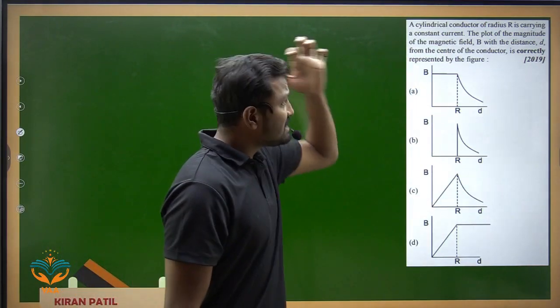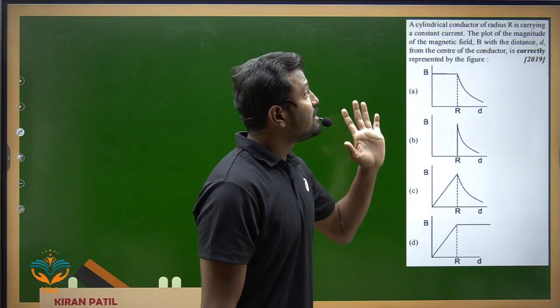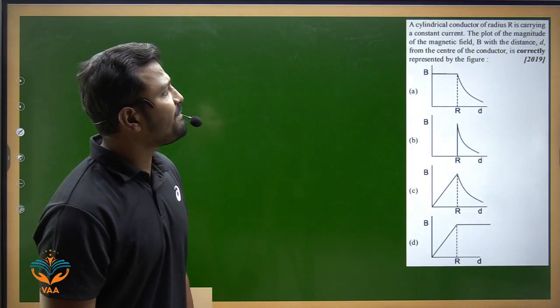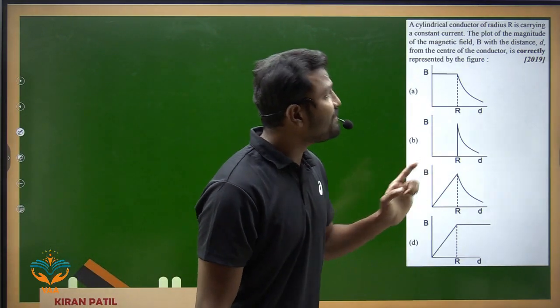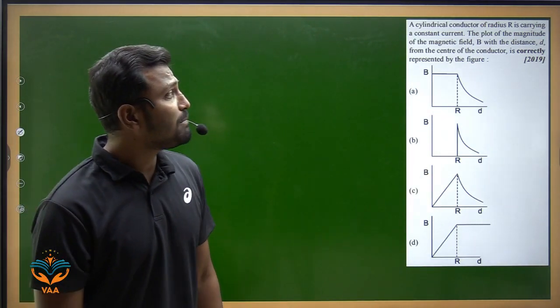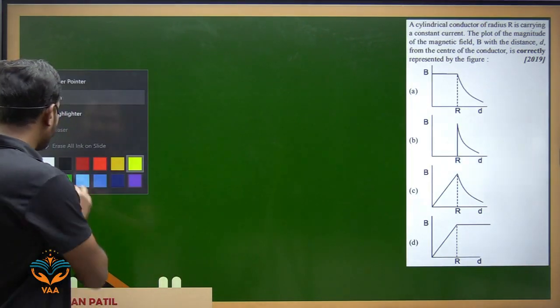Fine. So what is given? A cylindrical conductor of radius r is carrying constant current. The plot of magnitude of magnetic field B with the distance d from the center of the conductor is correctly represented by the figure. Very nice. Fine. So let us understand.